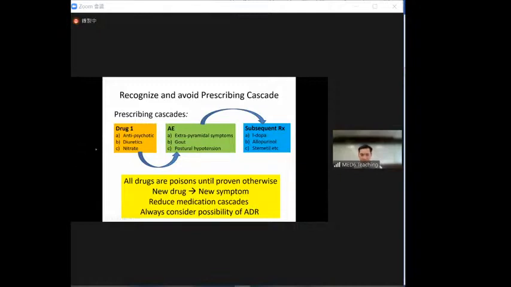Another example is diuretics, which increase dehydration and also hyperuricemia causing gouty attacks, and then the patient was given colchicine or maybe steroid or allopurinol to treat the gout. To recognize this and reduce the prescribing cascade, always consider the possibility of ADR for a newly added drug. All right.